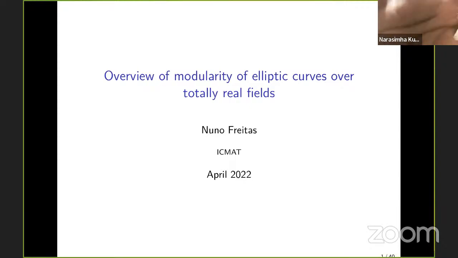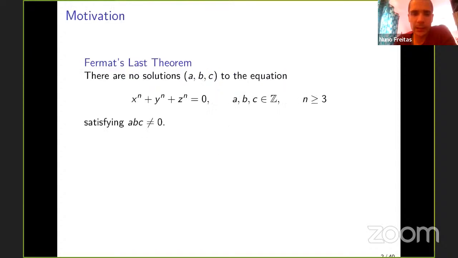Thank you for the introduction and for the invitation. So today I'm going to speak about modularity of elliptic curves over total real fields. I'll give an overview of the results that have been achieved so far. I will explain the main points of how these theorems are proved. The modularity of elliptic curves over total real fields comes naturally after the proof of modularity of elliptic curves over the rationals.